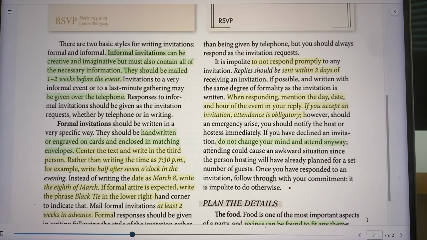If you get an RSVP, you should send it within two days, unless you don't know yet, or at least get a hold of them, because they want to know if you're going to come or not. When responding, mention the day, date, and hour of the event in your reply. If you accept an invitation, the attendance is obligatory, which means that if you say you're going to come, you need to come, because they're going to look for you being there, right?